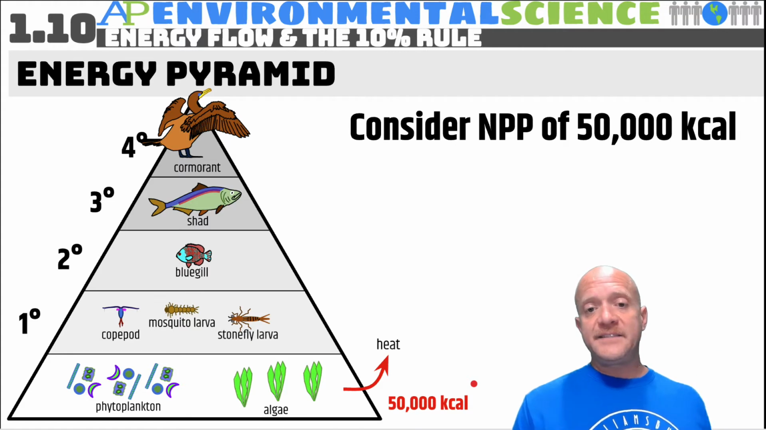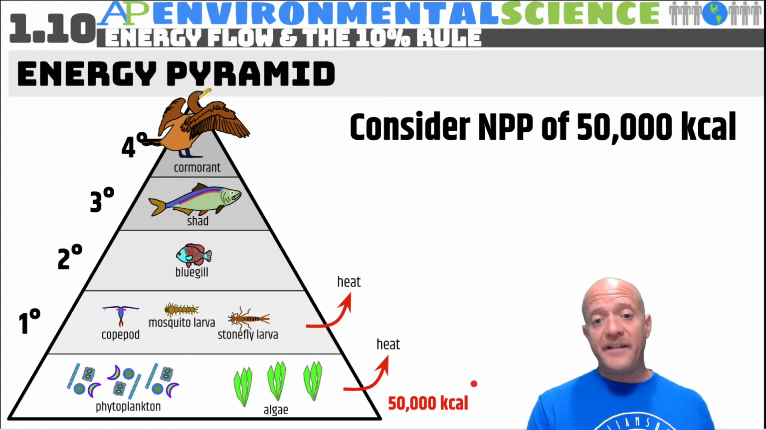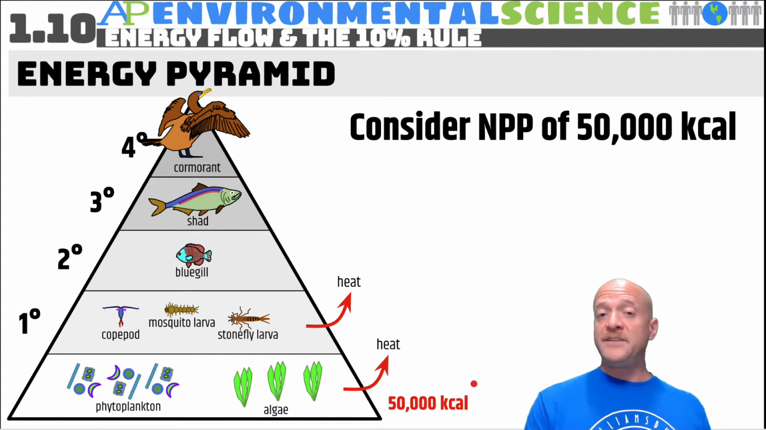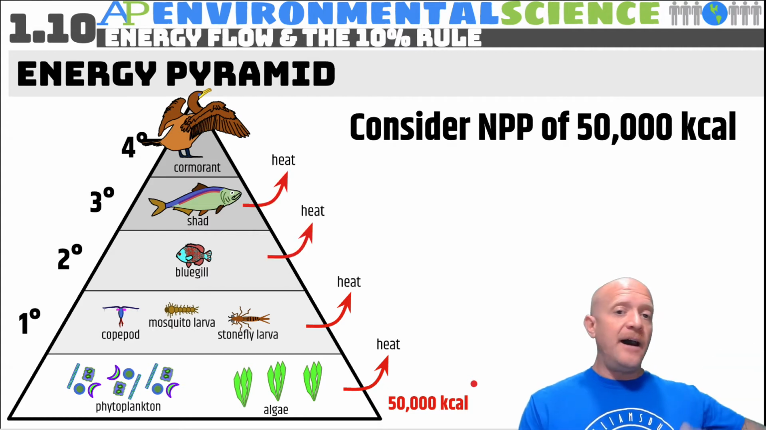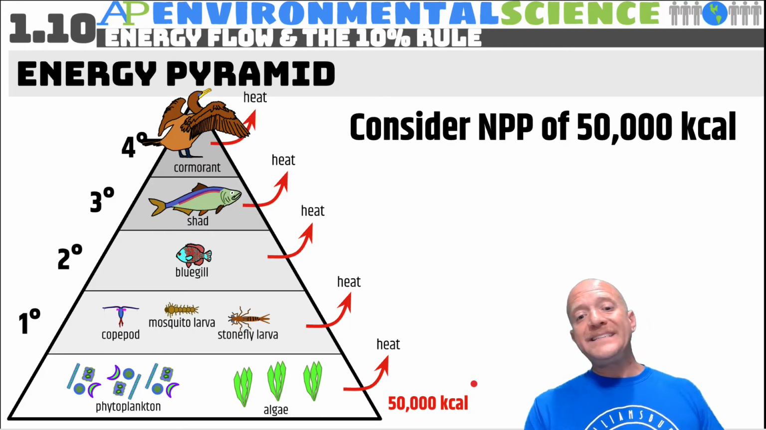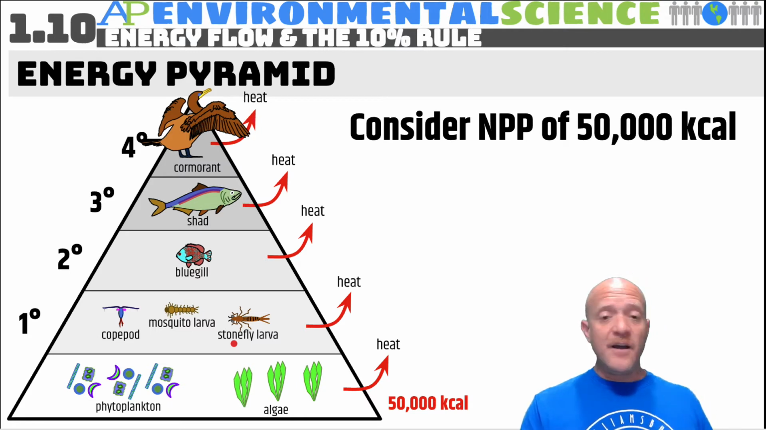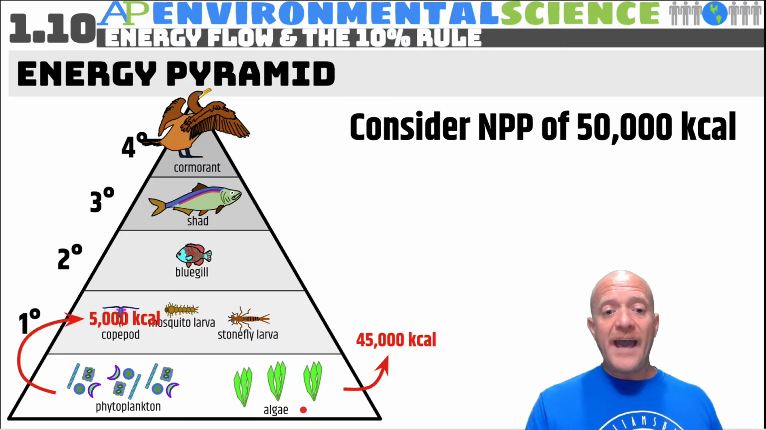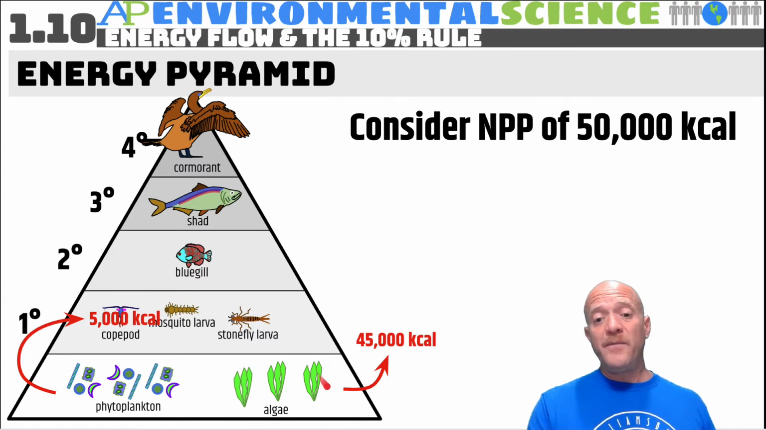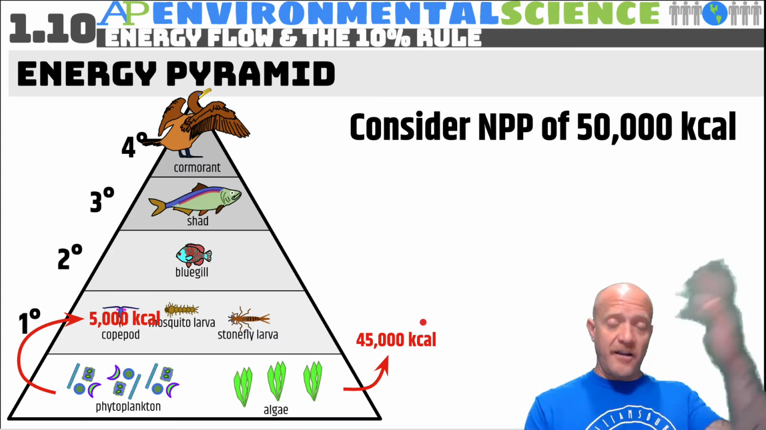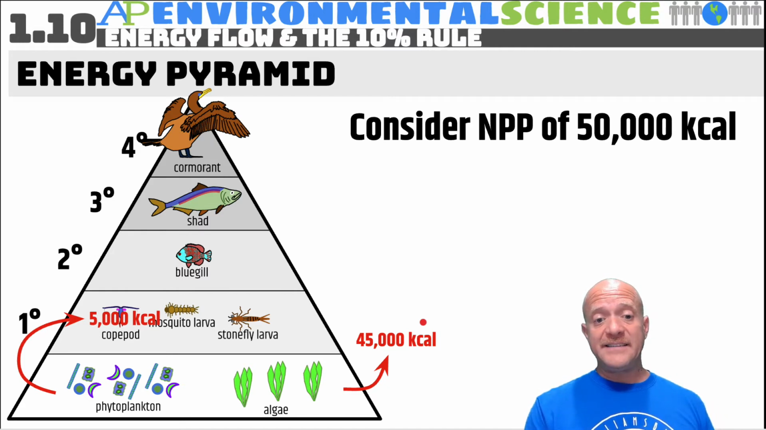However, they're losing some as heat, so not all of it is going to be available. Each one of these trophic levels, these organisms are losing heat through metabolic processes. So only 10% of the energy at a trophic level is available for the next level above it. What does that look like? If you had 50,000 kilocalories available, 45,000 of those kilocalories are given off as heat because of the metabolic activities, and only 5,000 kilocalories from the producers are available to be consumed by the primary consumers.